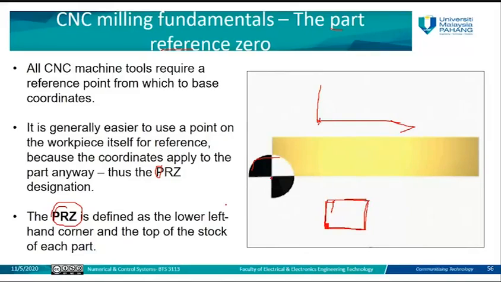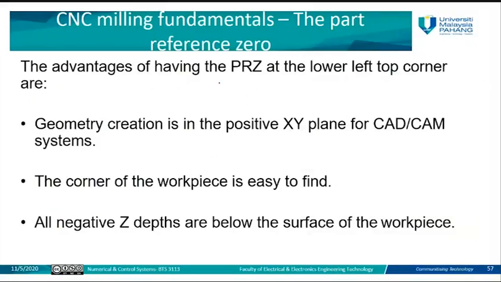The advantage of having part reference 0 here, I mean the 0 point you select as your reference, on the top left corner is that the geometry creation is in the positive xy. So when you have the plane, we call it this plane, for example, it is x, y. We have another plane, for example, x, z. We'll see that later on. Okay, x, y, and x, z, and so on. So if you select the PRZ as your reference, which is the 0, 0 point, your geometry or your calculation will always be on the xy plane. The XY plane is easy to do calculation with. It's easy for you to indicate the coordinates.